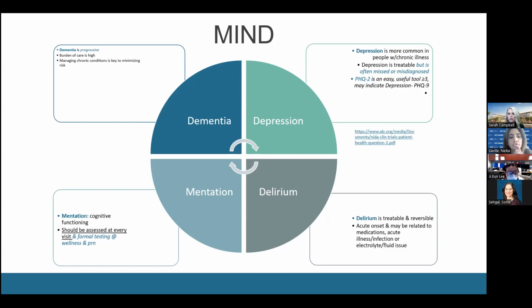We can do this by using the PHQ-2. There's a link for that here. If patients score 3 or higher, we really need to do more digging. We need to make sure that we're screening them by doing a longer screening like the PHQ-9 and addressing the depression, not letting that go or minimizing that depression.